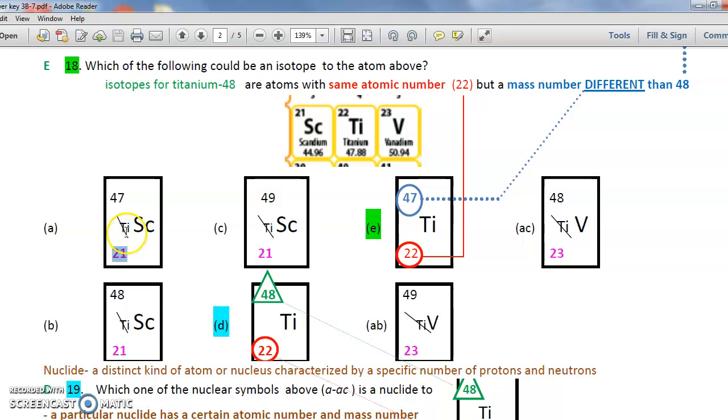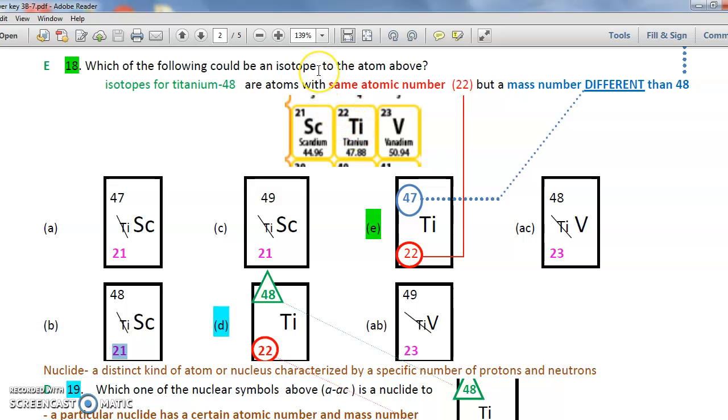This one, in fact, is not titanium. If you have an atomic number of 21, you're scandium. You can't put titanium in here. This one has a 21 in it. It can't be that answer because 21 is not titanium. 21 is scandium. It can't be letter B. Letter B has a 21 down here. 21 is not titanium. It's scandium. It has to have a 22 to be a titanium.